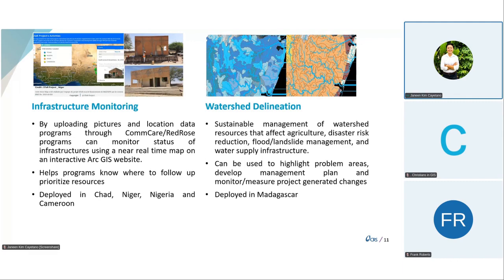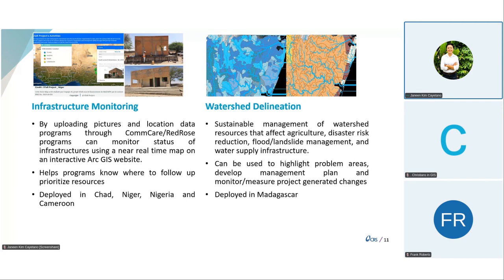We upload pictures and locations of our infrastructure through our data collection tool, and we use a simple ArcGIS Online map with points. This was highly used during the COVID-19 pandemic because not a lot of program managers or even donors were able to go on site due to restrictions. It helped us monitor the status of infrastructure by communicating with local field staff using a near real-time, interactive ArcGIS Online map. So it helps program managers to follow up and prioritize resources.